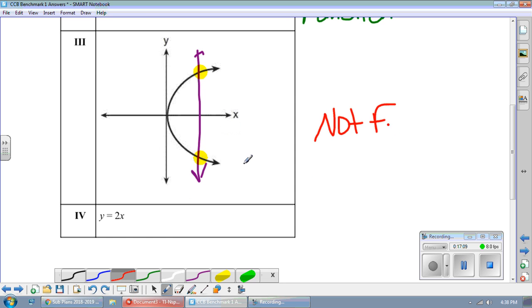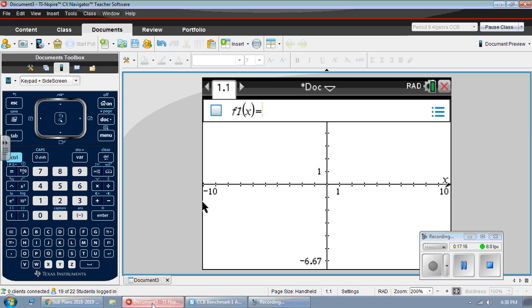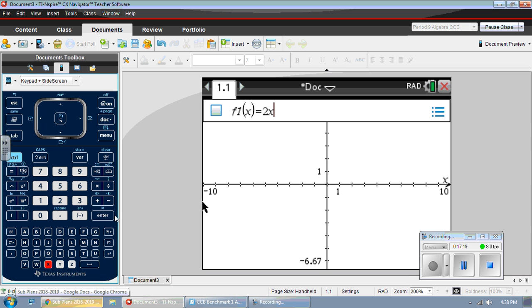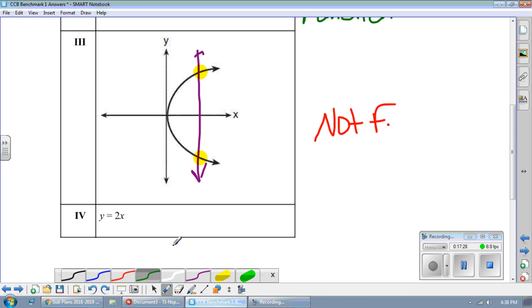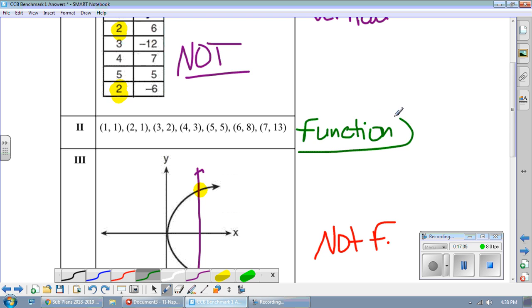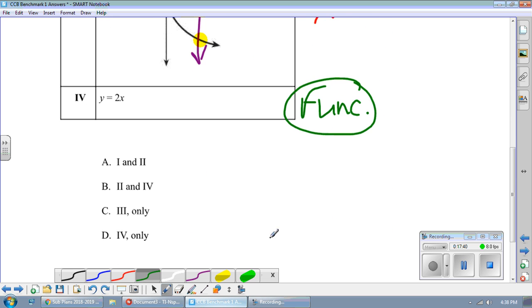The last line, y equals 2x. I did not already graph this in the calculator, but I should. So I'm going to go into a graphing page in the calculator. Y equals 2x. Just type in the 2x. We get that line. This is definitely a function. Straight, nice, linear line. So this is a function. So it looks like Roman numeral 2 was a function and Roman numeral 4 was a function. That is choice B.